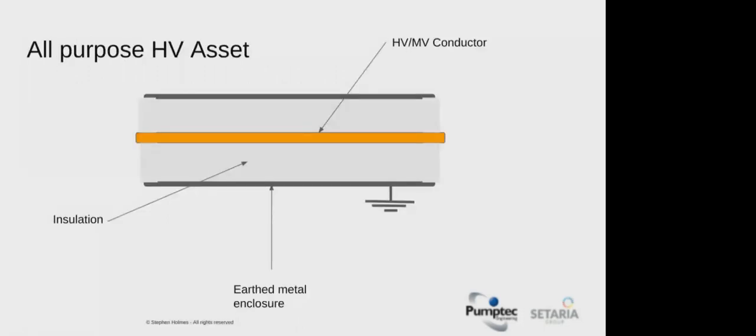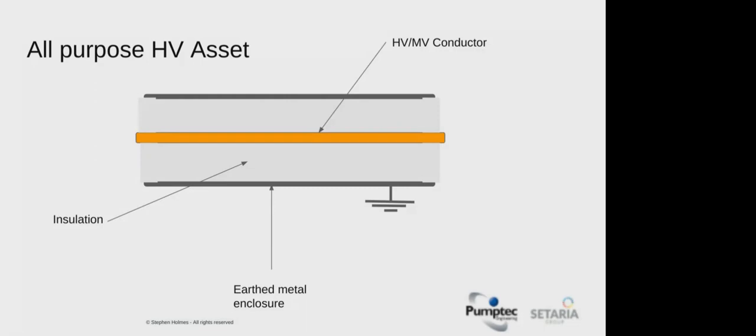And to explain transient earth voltage, I'm going to introduce you to my all-purpose high voltage asset. This is very simple. In the diagram, you've got a high voltage conductor surrounded by insulation, and in turn surrounded by an earth metal enclosure.